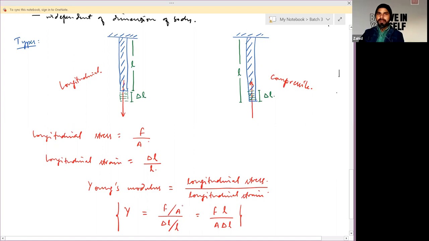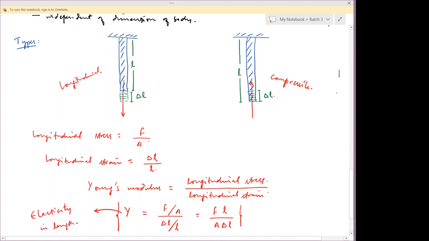Now, in this part, I'm defining along its length. So Young's modulus defines the elasticity in the length of a body. Is it clear? Yes, sir. Okay, just write it down.